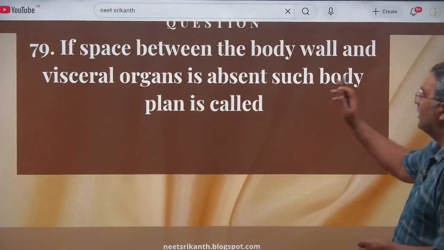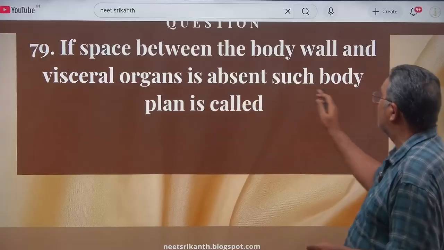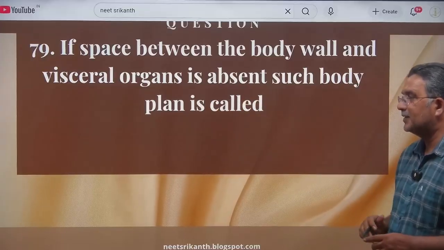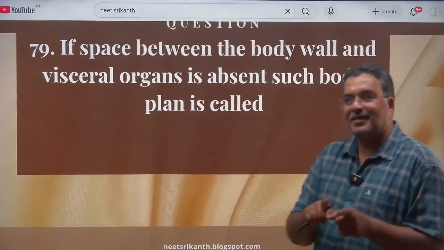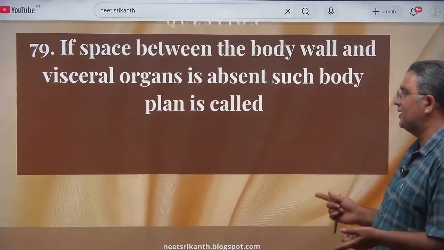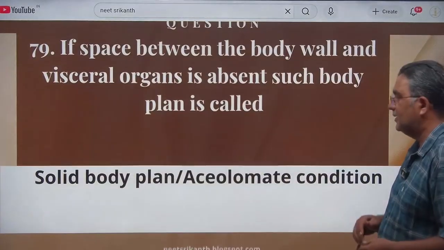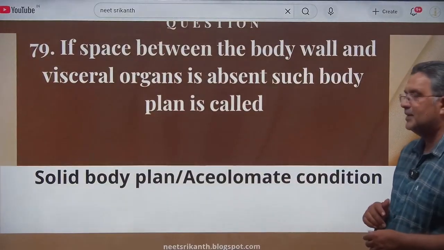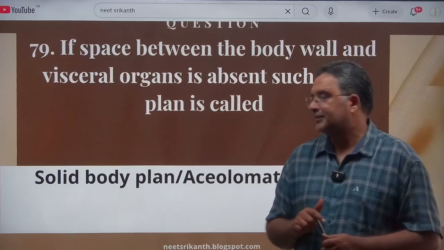Space between the body wall and visceral organs is absent. Such a body plan is called, same question in another dimension. Space is absent, they are saying. Who is that? Again the same: acoelomate condition, solid body plan.